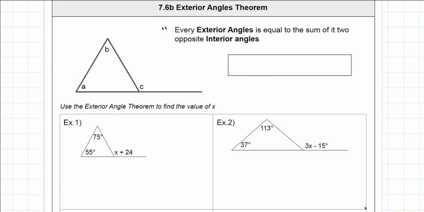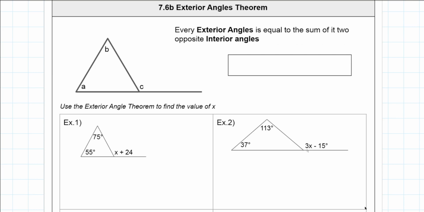Hello, ladies and gentlemen. We're going to tackle a new concept today, or not a new concept, a new theorem though. And this is called the exterior angles theorem. Still has to do with triangles, and it still has to do with creating an equal sign to find unknown values. It's just a new theorem. It's just a new rule that has been tested and verified to be trustworthy and true.